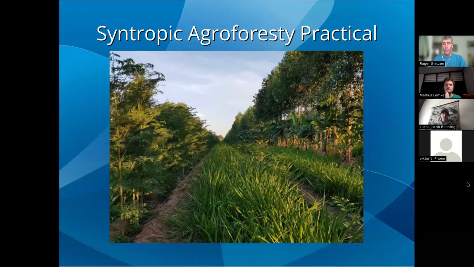Okay, so that's it for the design activity, unless at the end, if we want, we can also do the temperate climate. Now I'm going to shift a little bit into how we plant and manage the system, the practical part.